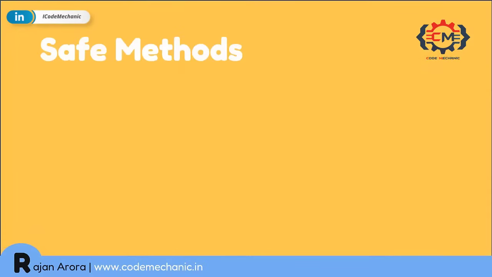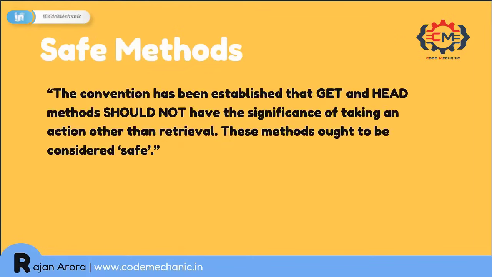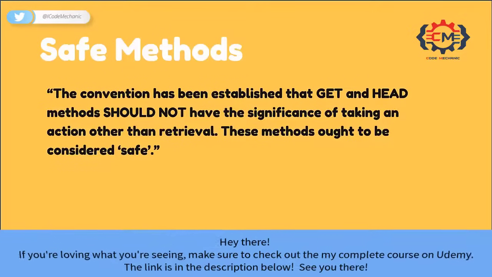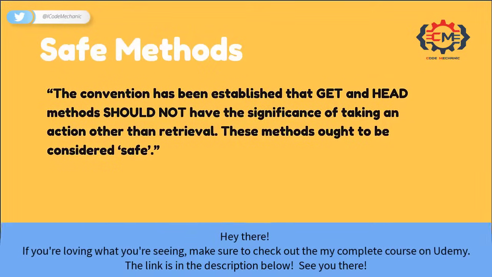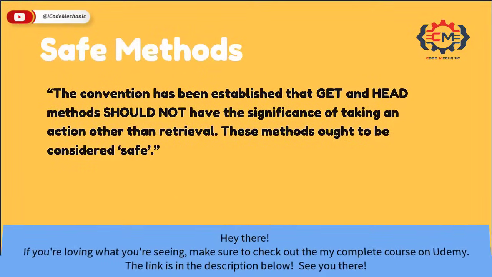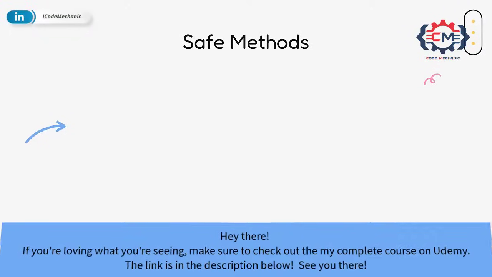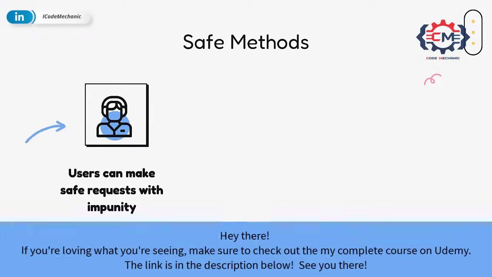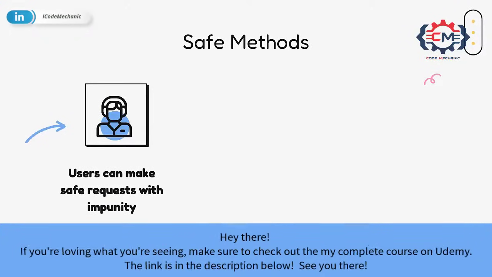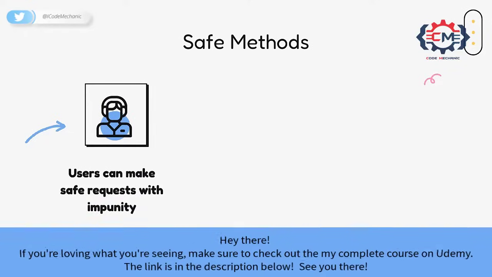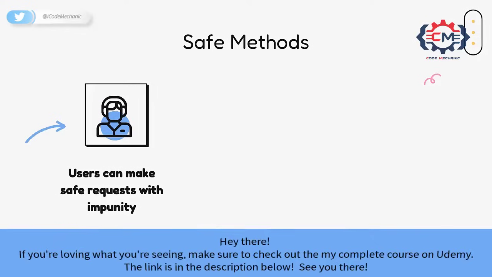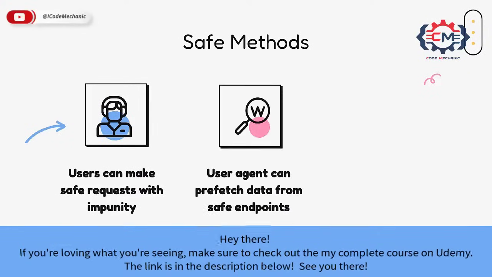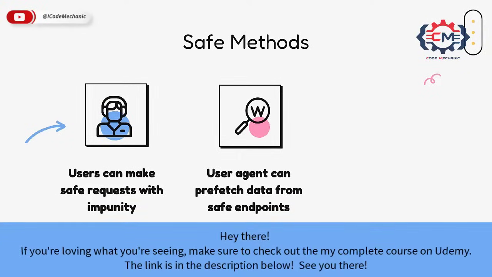Methods that do not alter the state of the system should be considered safe for users to interact with. The convention has been established that get and head methods should not have the significance of taking any action other than retrieval. Safe methods can be used by users freely, and any side effects they might have should not be considered the user's responsibility, since the convention is that such methods should not have any. Safe methods can be used by users without risk.